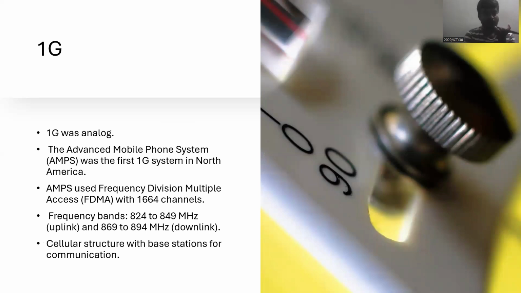First, 1G. 1G technology was analog technology. The Advanced Mobile Phone System was the first 1G system in North America. 1G technology has frequency bands from 824 to 849 megahertz and 869 to 894 megahertz for downlink. Cellular structure with base station for communication was used for the 1G technology.